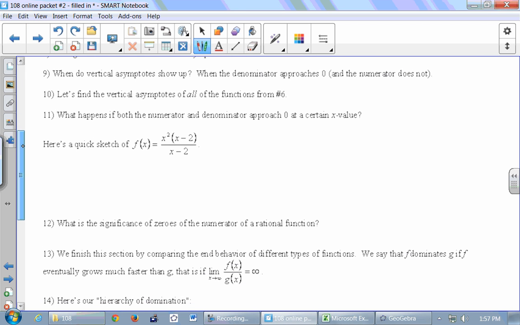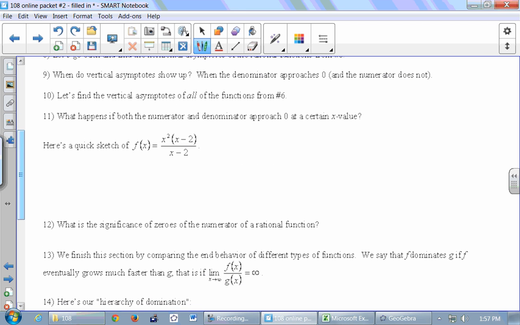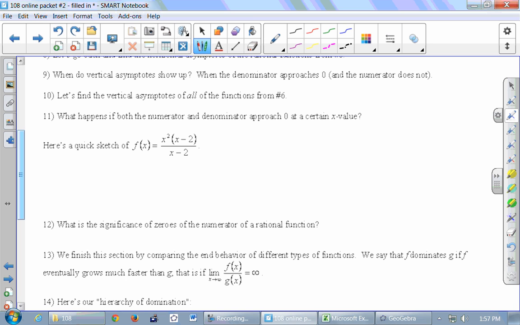Okay, on the next page again, 11. What happens if both the numerator and denominator approach 0 at a certain x value? Here's a quick sketch of f of x equals x squared times the quantity x minus 2 divided by x minus 2. So what we're going to do here is essentially just cross off the x minus 2's and say, well, this is really just x squared. So all we're going to do is draw a graph of x squared with one little funny thing that happens.